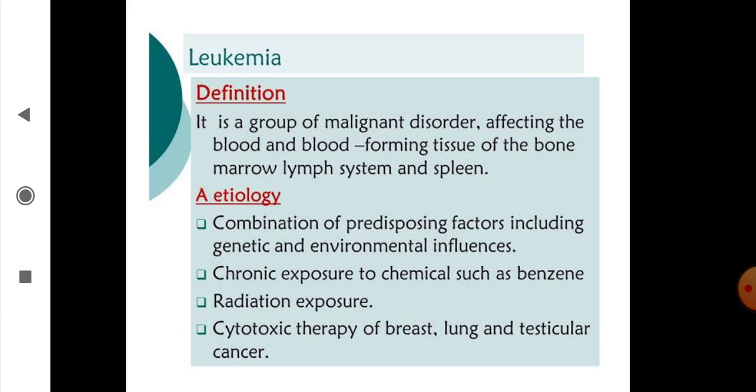So what is leukemia? It is a group of malignant disorders affecting the blood and the blood forming tissue of the bone marrow, lymph system and spleen. So what is the etiology? The etiology is a combination of predisposing factors including genetic and environmental influence, chronic exposure to chemicals, radiation exposure and cytotoxic therapy.